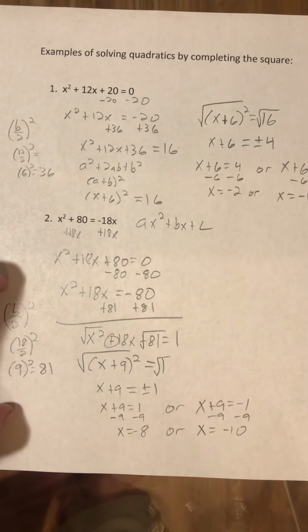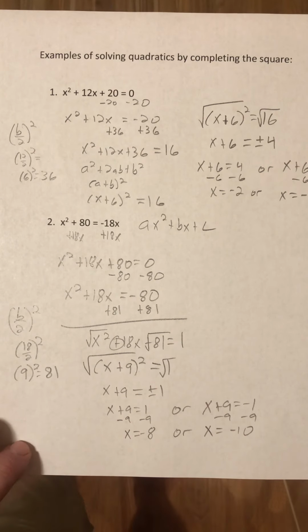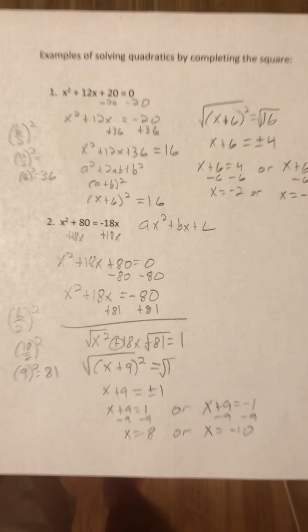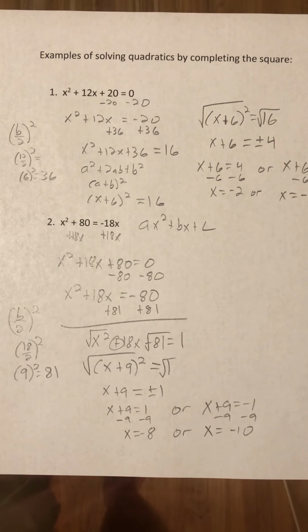All right? So first thing you do, set it up in standard form. If your c term does not make it a perfect square trinomial, move it to the other side. Then you need to complete your square, add that term to both sides, factor your perfect square trinomial, and then take the square root of both sides. Okay? We'll look at a couple more examples.